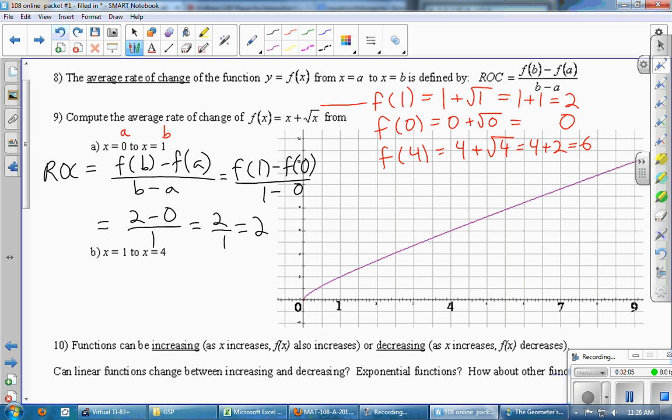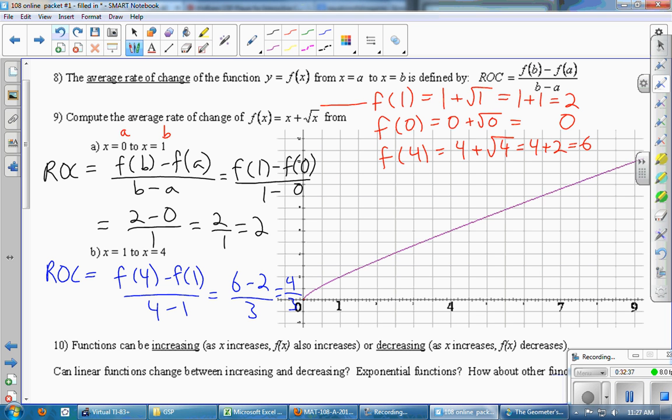Okay, part B says find the average rate of change between x equals 1 and x equals 4. Go ahead and pause the video here and come back when you've done that. So hopefully we get 4/3 as the average rate of change there.